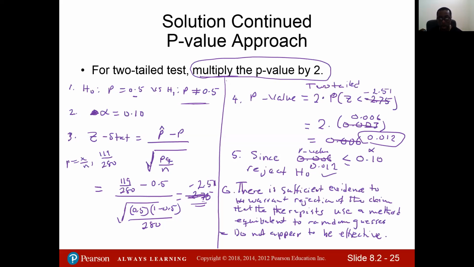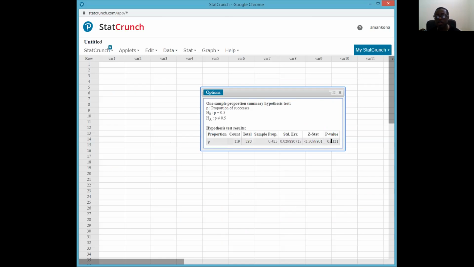That is why, when I used StatCrunch, I realized that something was not right. But notice that you get the same p-value, 0.012. Now, when you use StatCrunch, you don't multiply it by 2. It's already multiplied by 2. I hope that doesn't bring much confusion. So the calculation had an error, but the conclusion is the same, and the critical value will not change. It will also be the same.